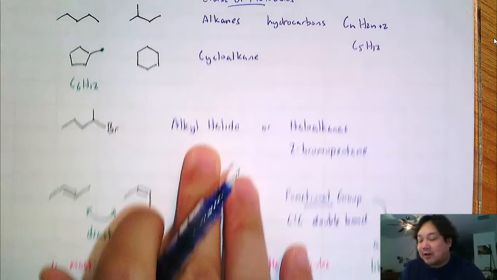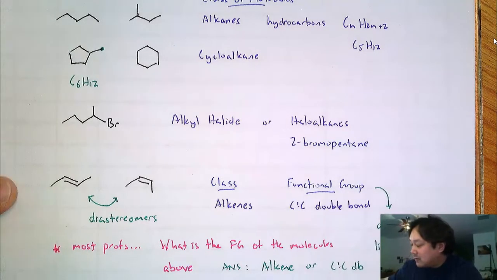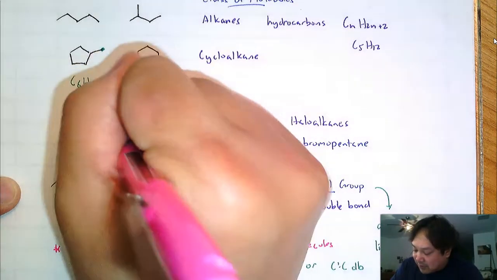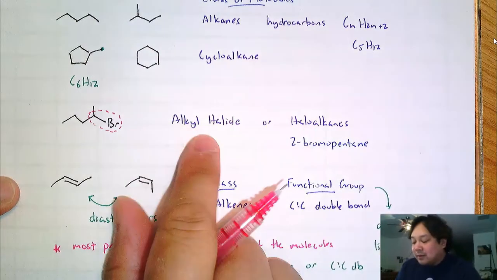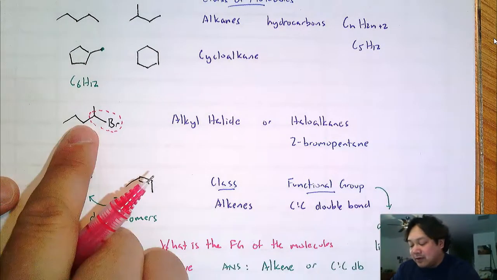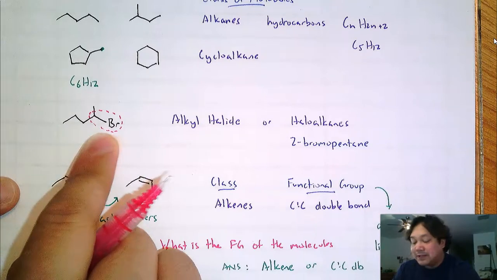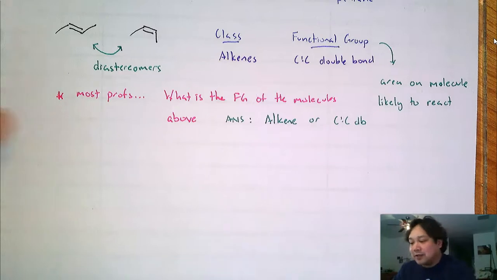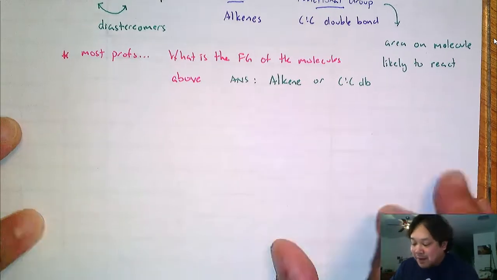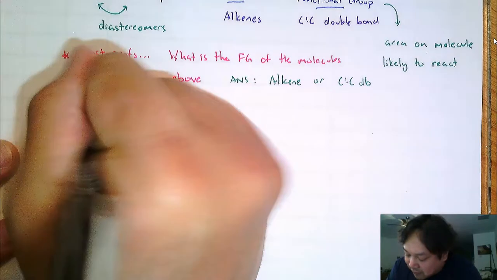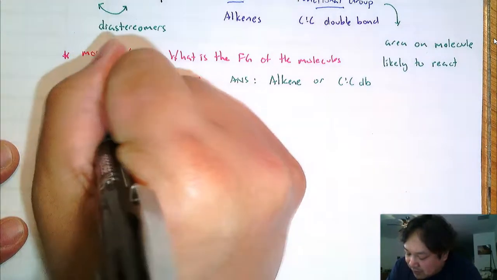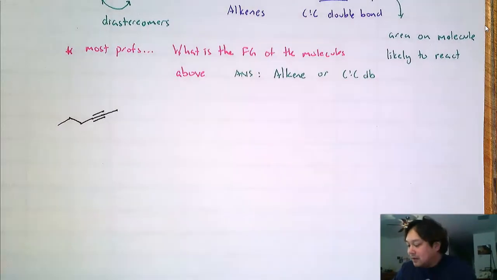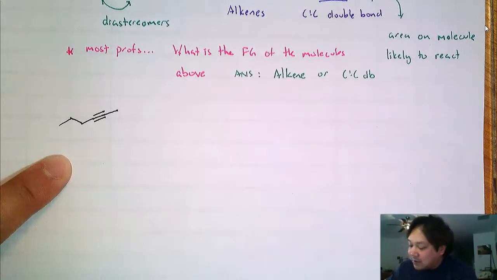Maybe for the alkyl halide, the functional group, we could consider it this carbon-bromine bond. So it has a functional group, this carbon-halogen bond, which makes it an alkyl halide. This will be a little bit easier with the rest of the molecules, I think, as we try to identify functional groups. So this is an alkyne. It has a carbon-carbon triple bond.